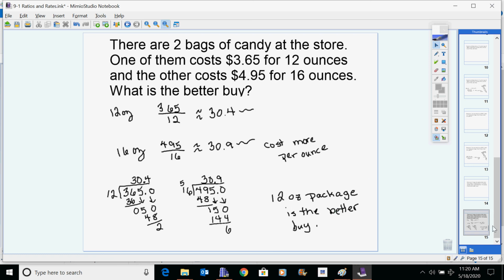Okay? So there's other things that go into deciding which bag of candy you're going to buy, but if you're strictly going by what's the most economical, what's the better buy, in this case it's the 12-ounce bag. If we had divided it out and found that you got a lower cost per ounce for the 16-ounce bag, then we would say, oh, the 16-ounce bag is the better buy. And so you have that to consider in figuring out what's the better buy.